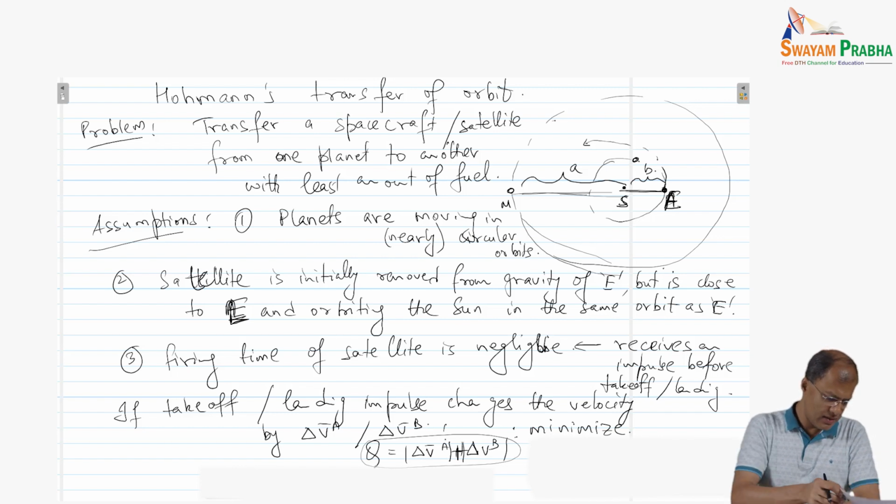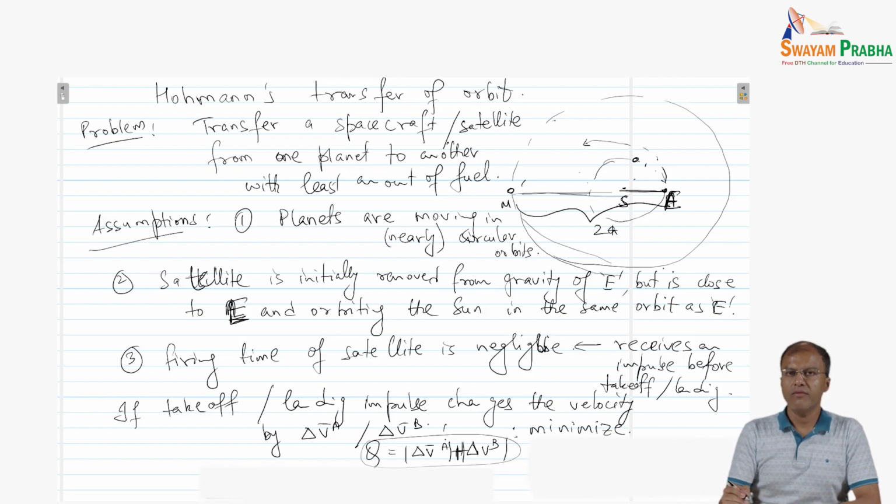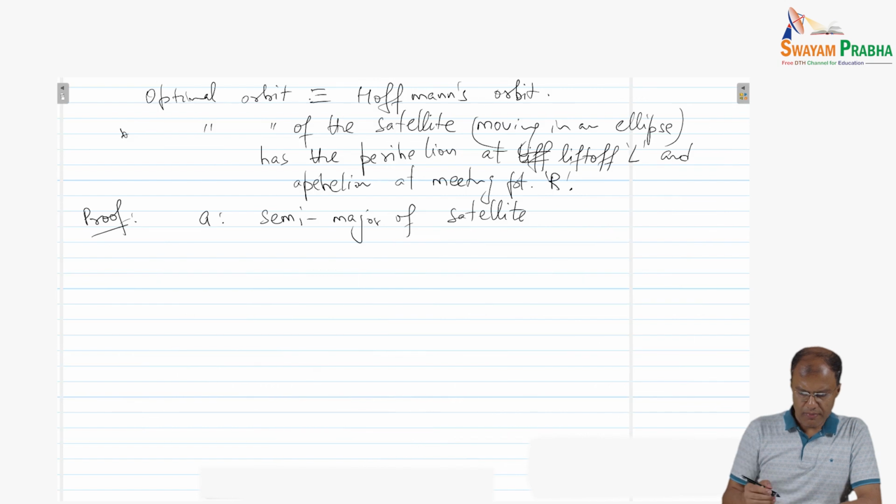Just a minute. Well, this is not true. What is true here is that this quantity is 2A, where A is the semi-major axis of the satellite. So A is the semi-major axis of the satellite.